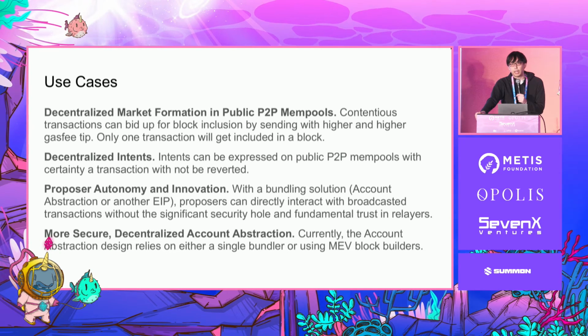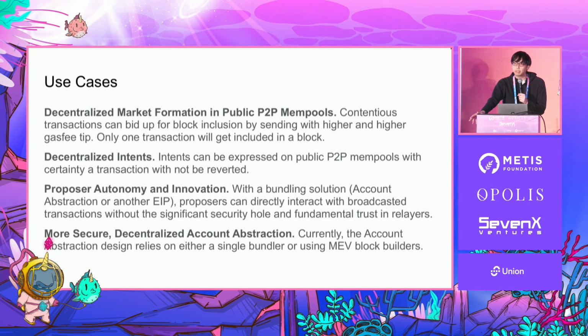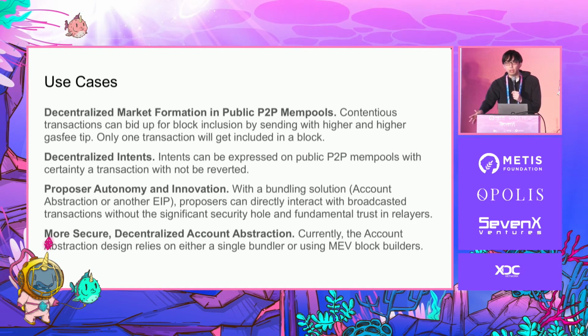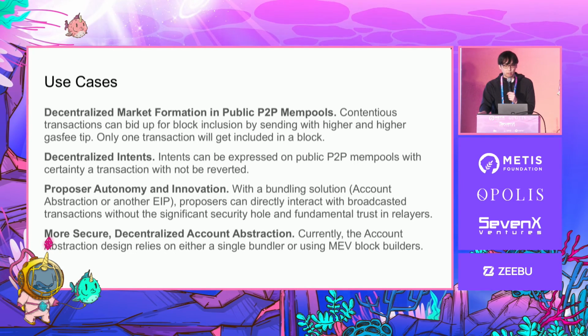Proposer autonomy meaning that if you're signing a block, maybe you should know what's in the block. Maybe you should be building that. And this NFT example is why we don't have that. And we need more secure, decentralized account abstractions. Account abstraction is getting in soon. It's going to be popular. It's going to be interesting.